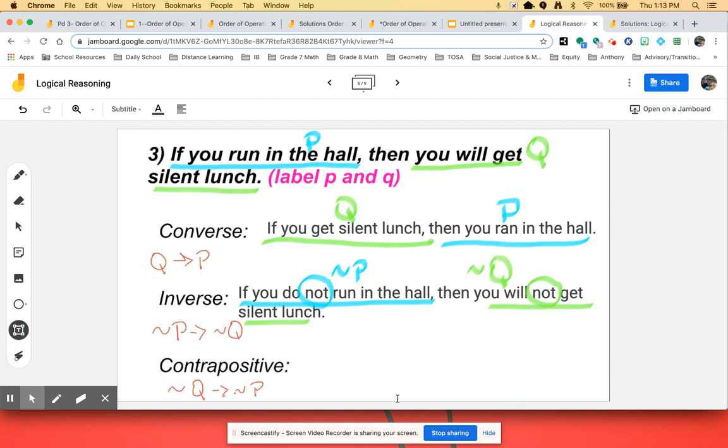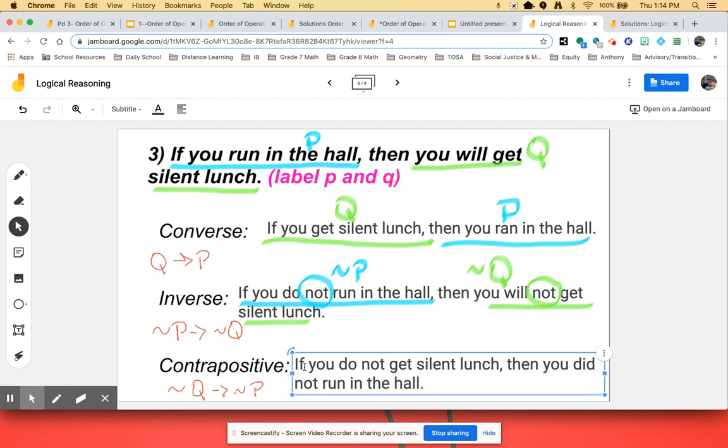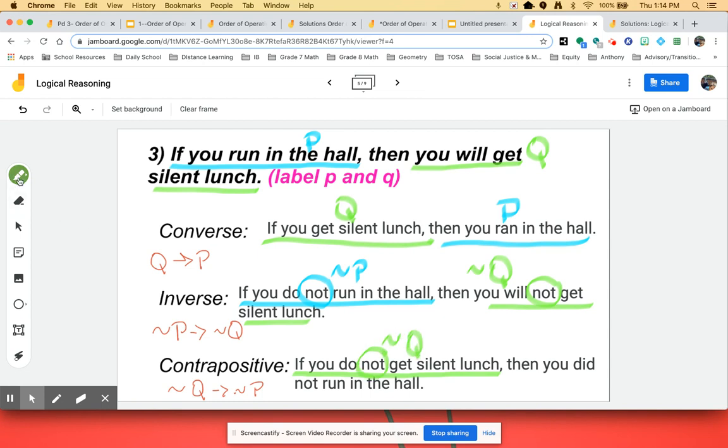And my last one, my contrapositive, is where we switch them and we negate them. So if you do not get silent lunch, then you did not run in the hall. And to mark my parts of my statement, my first part, if you do not get silent lunch, not Q, then you did not run in the hall, not P.